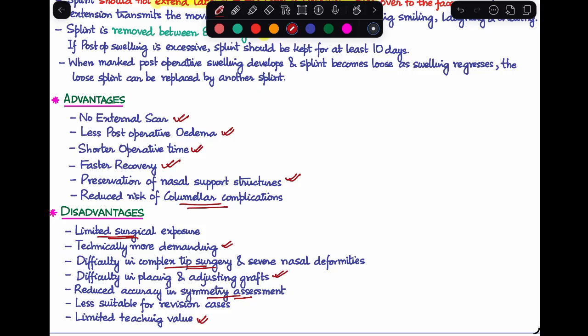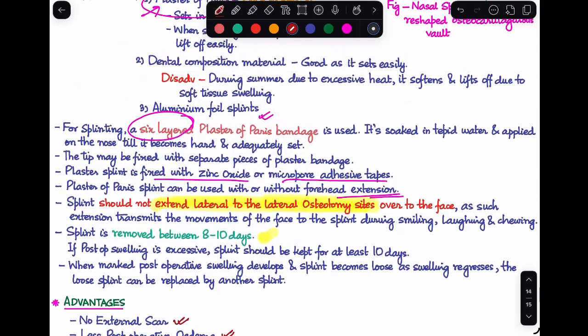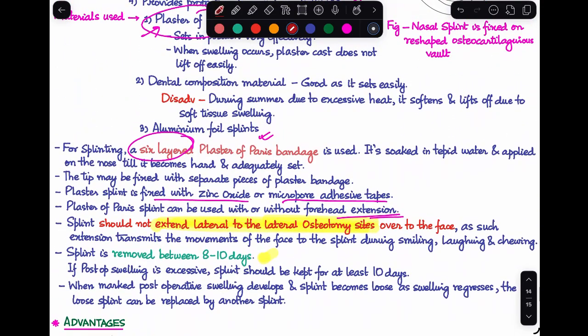And lastly, because this is a closed procedure, this has very limited teaching value in case you want to teach students about the steps of the surgery. So that's all about closed rhinoplasty or endonasal rhinoplasty.